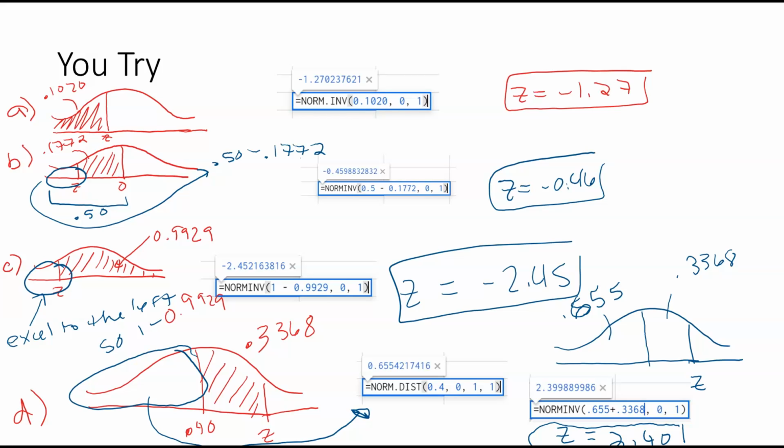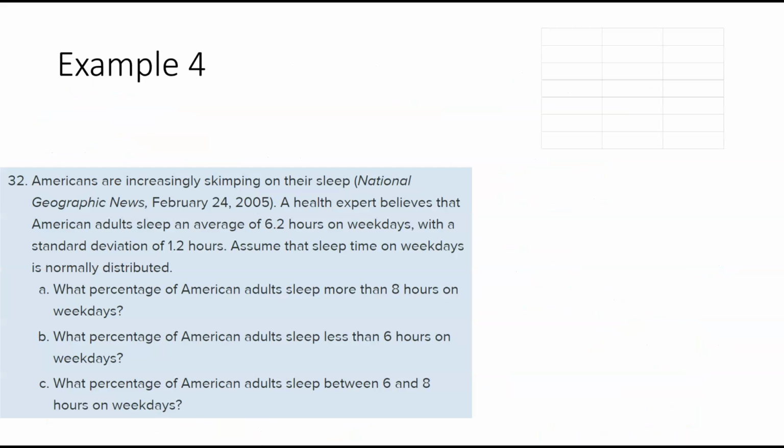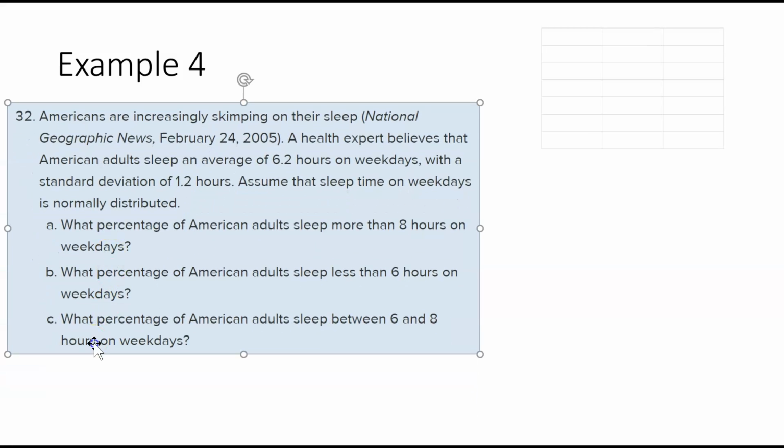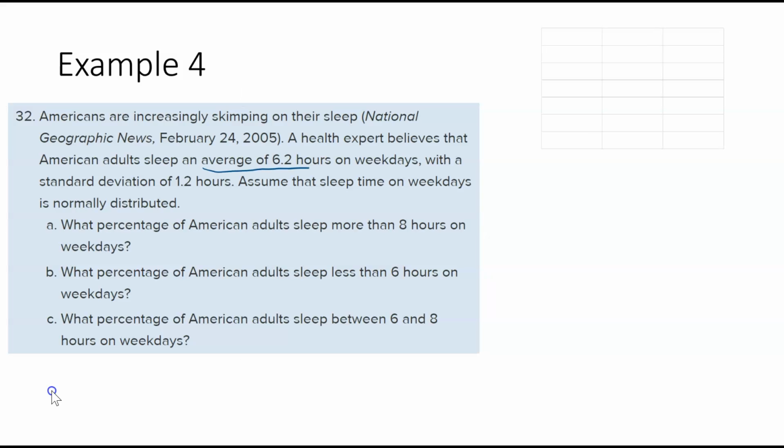And there you go. We'll do another example together. Americans are increasingly skimping on their sleep. A health expert believes that American adults sleep on average 6.2 hours. So we're going to call that our mu. Our mu is 6.2, and a standard deviation of 1.2 hours. And it says that it's normally distributed.